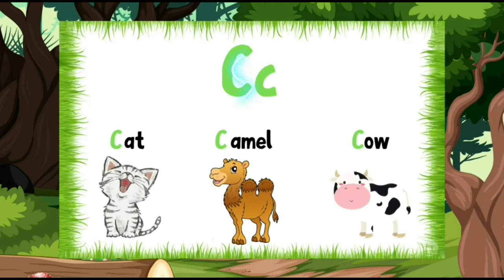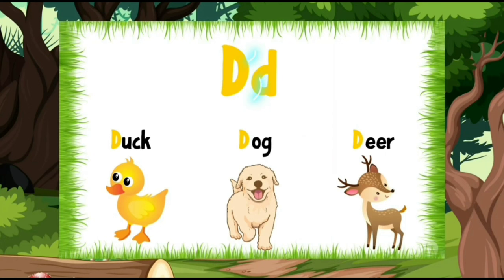C. C is for cat. Camel. Cow. D. D is for duck. Dog. Deer.